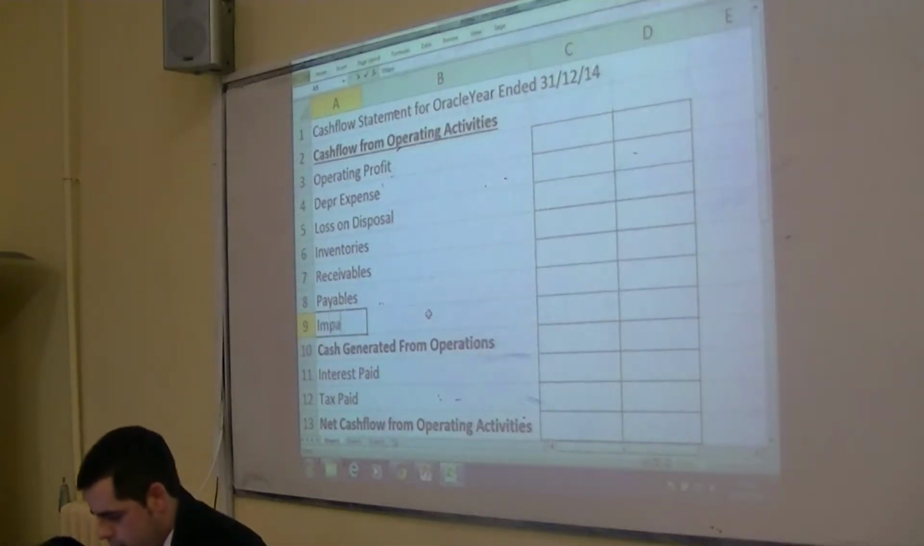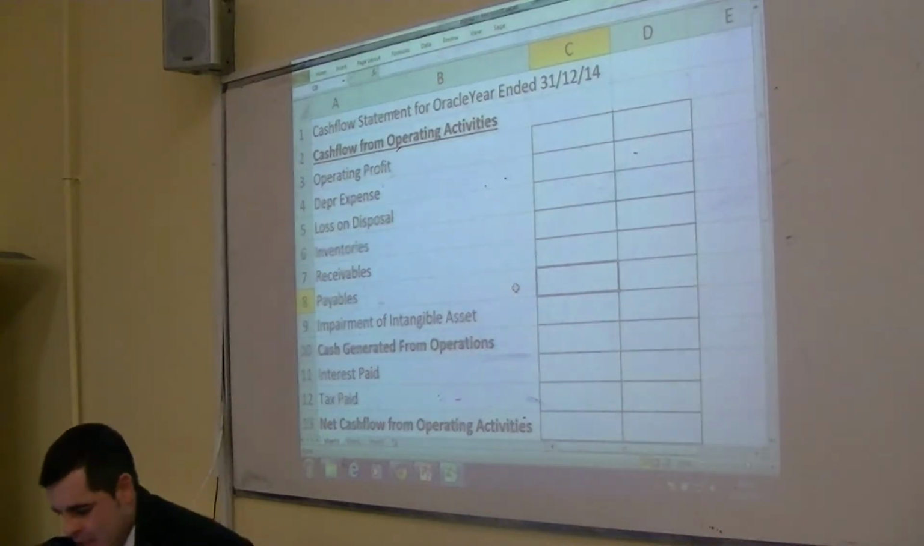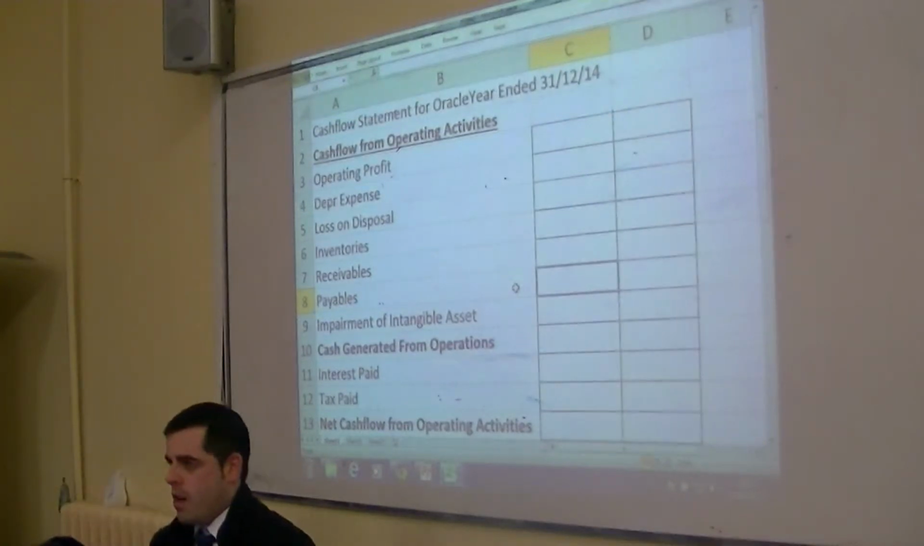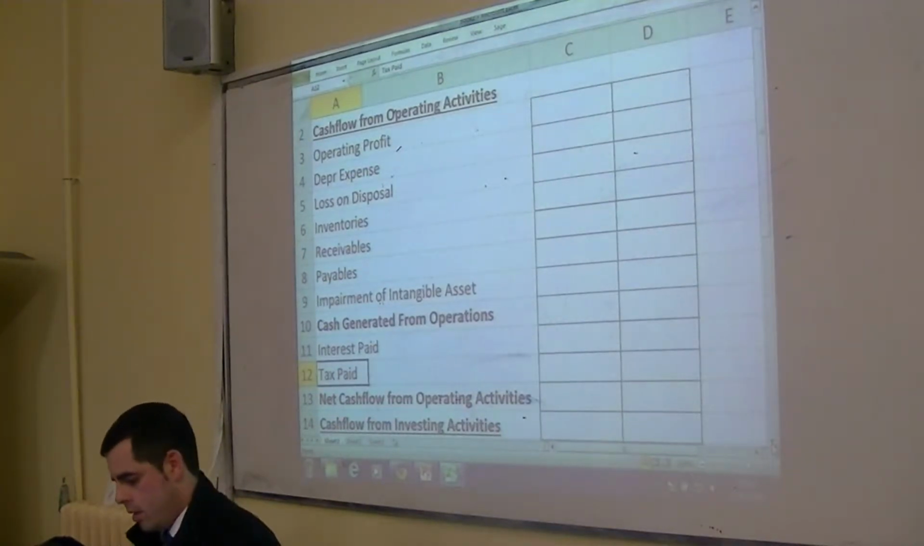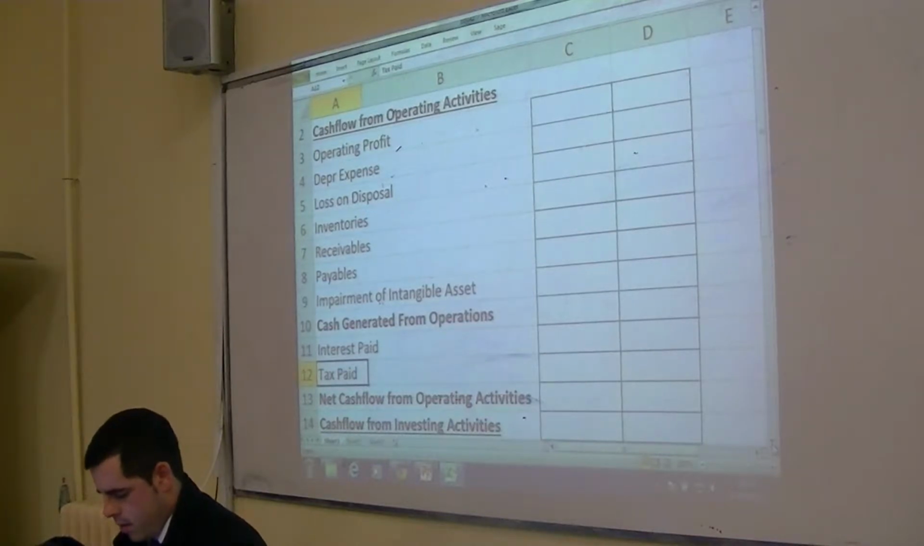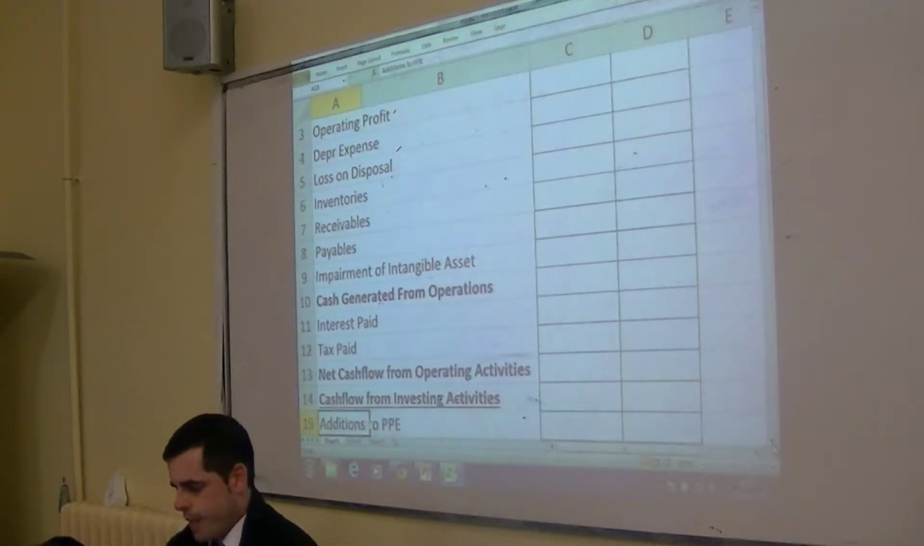Now what we're going to have actually is impairment of intangible asset. That's the only extra thing that you would see in these questions compared to anything that we've done already. So operating profit, depreciation, loss on disposal, interest receivables, payables, impairment. We're going to have interest paid and tax paid, so that's the same. Now after that then, we're on to our investing activities.